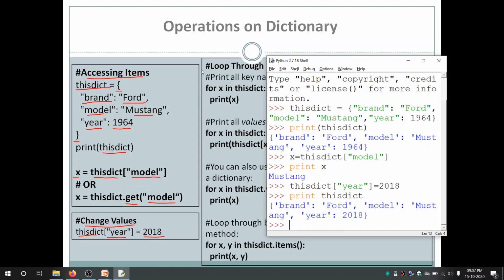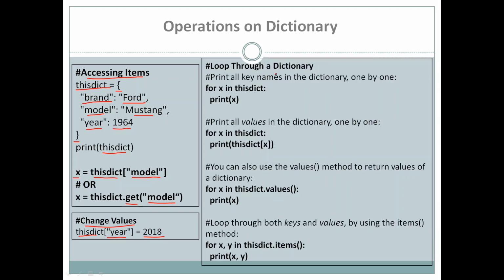Okay, next operation is loop through the dictionary, which we have already seen. Print all key names in the dictionary one by one. We can use a for loop to print all the keys from a dictionary by using a loop like for x in thisdict. So every time the loop executes, the key is assigned to x and that key is printed. As we have seen this in the last session, I will not execute this again. Next, print all values in the dictionary one by one.